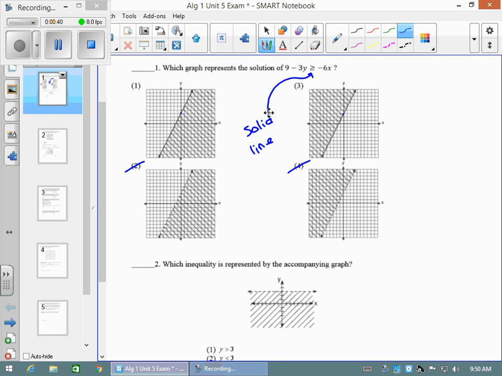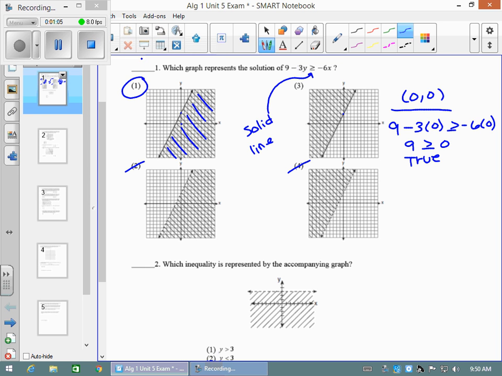So I'm going to check the test point 0, 0 in my original inequality. So is 9 minus 3 times 0 greater than or equal to negative 6 times 0? Is 9 greater than or equal to 0? And this is true. So what that means is that the shading should be over the point 0, 0. And if we take a look at choice 1, that is where the shading is. So choice 1 is the answer.